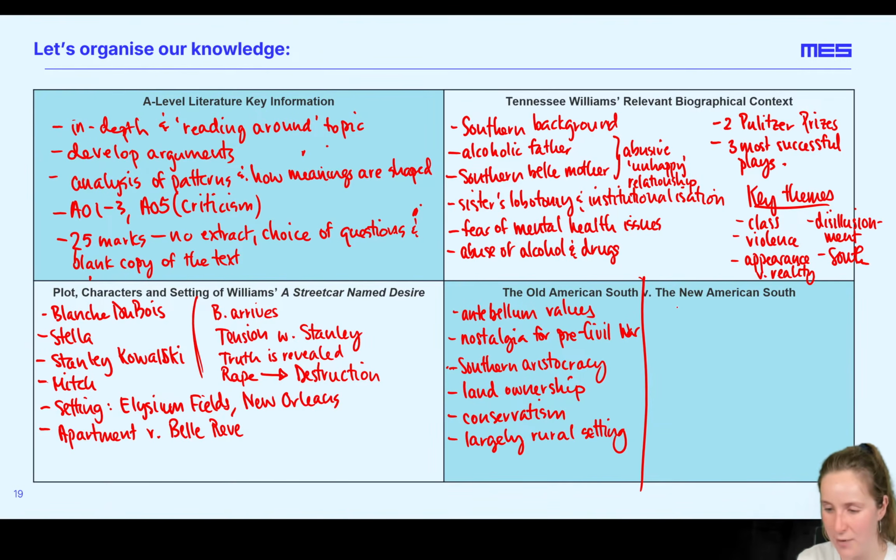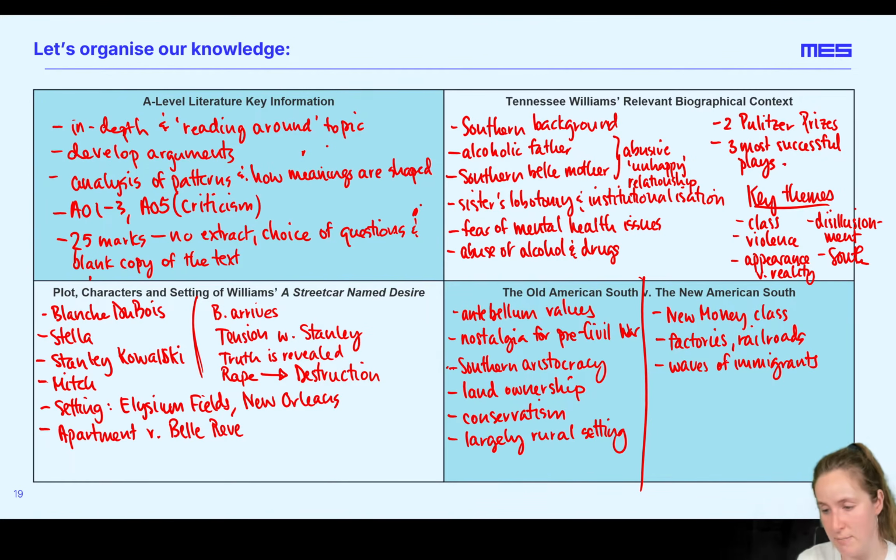And then the new American South, we have new money class. We've got factories, railroads, basically technology upsetting these different ways of life. We've got waves of immigrants. In this melting pot of New Orleans, we've got urban developments as people move to cities and towards cities.